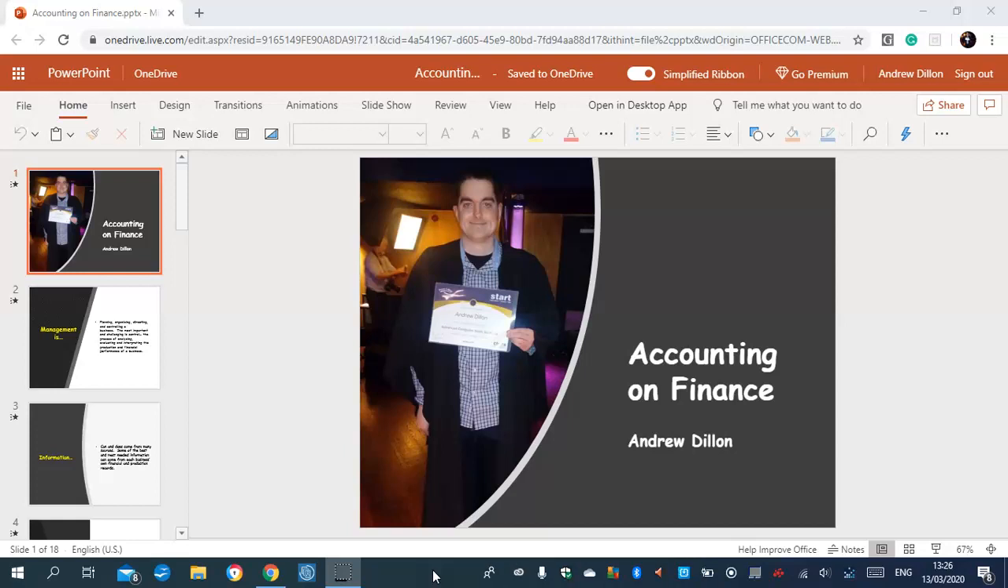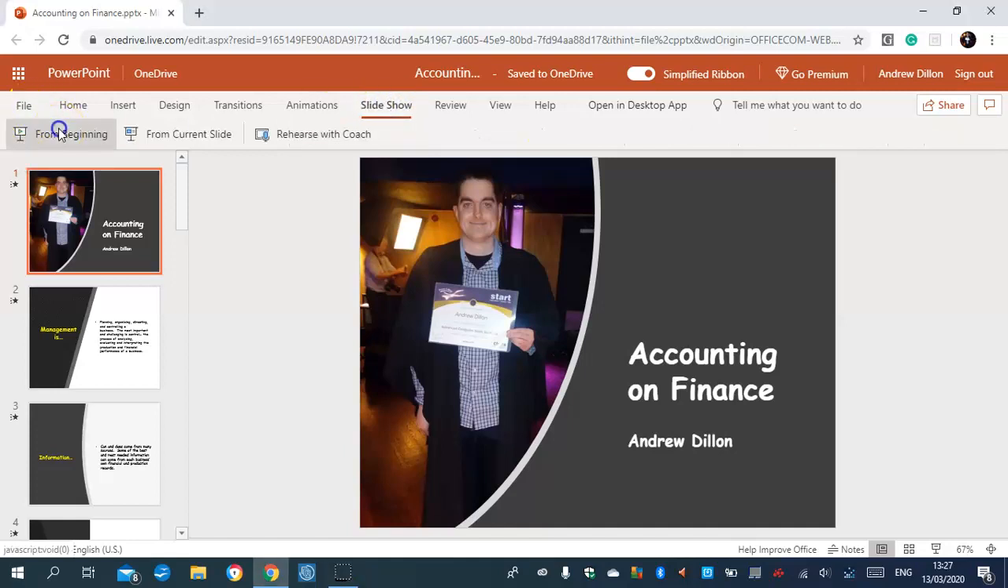This is basically on accounting and finance: what finance is going on with accountants, its importance, financial performance, its management, its positions, improving financial statements and the ratio analysis. I'll explain it alongside throughout this presentation. I'll be starting off by presenting my title page on the slideshow tab from the beginning.